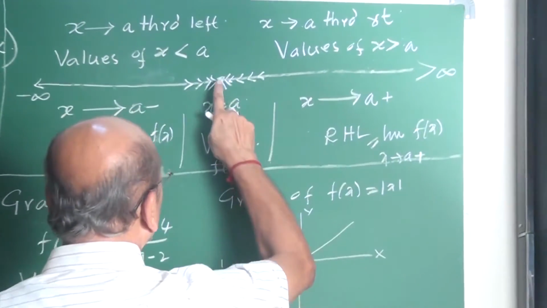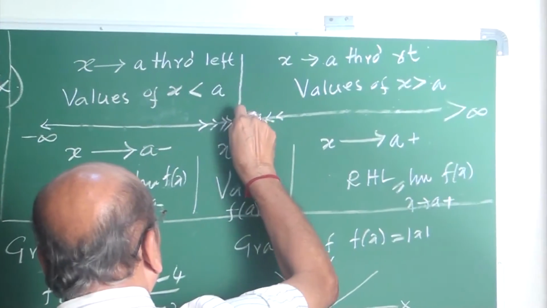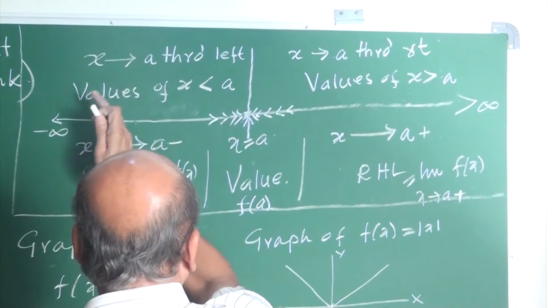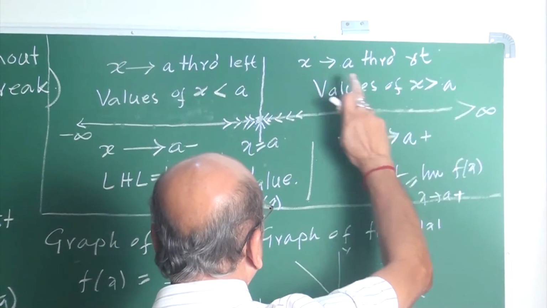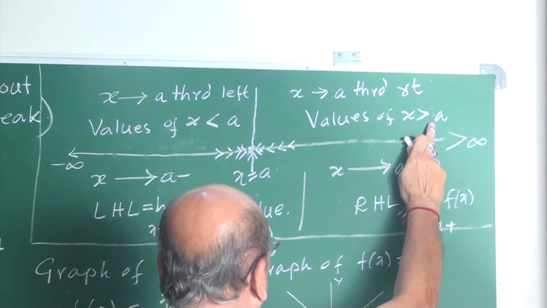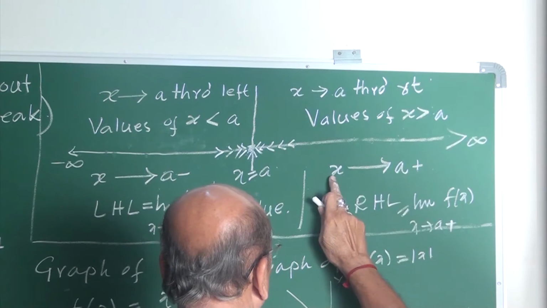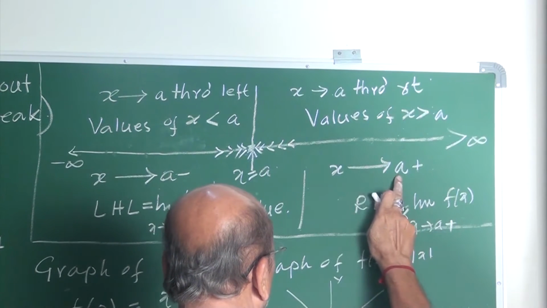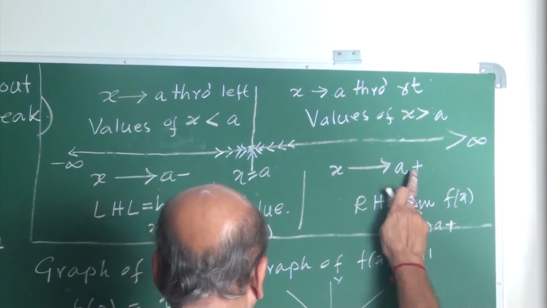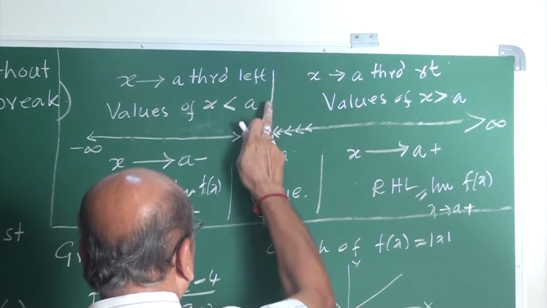What about this side? This is left of a, this is right of a. Right of a means values of x greater than a. Written symbolically, it is the limit as x tends to a plus. A plus means greater, a minus means smaller, equal to means exactly the same.